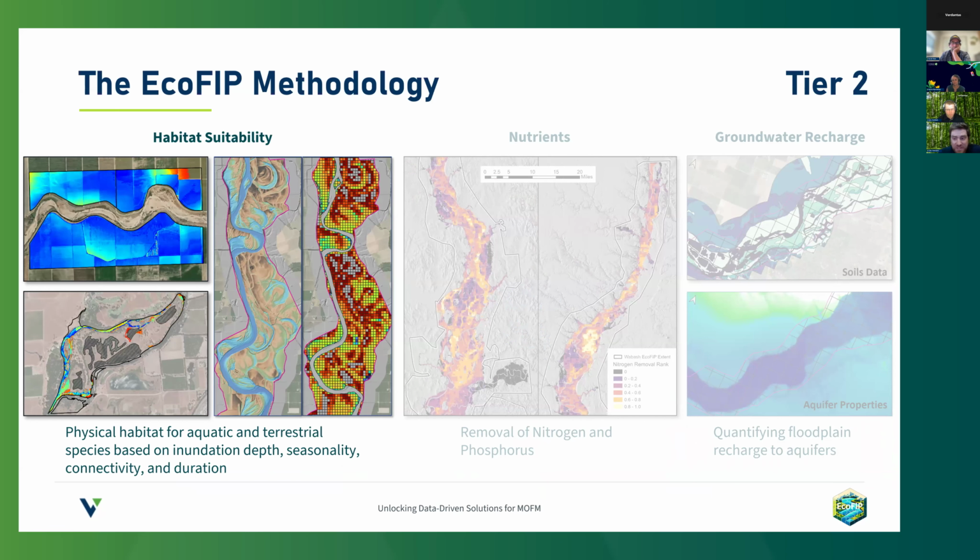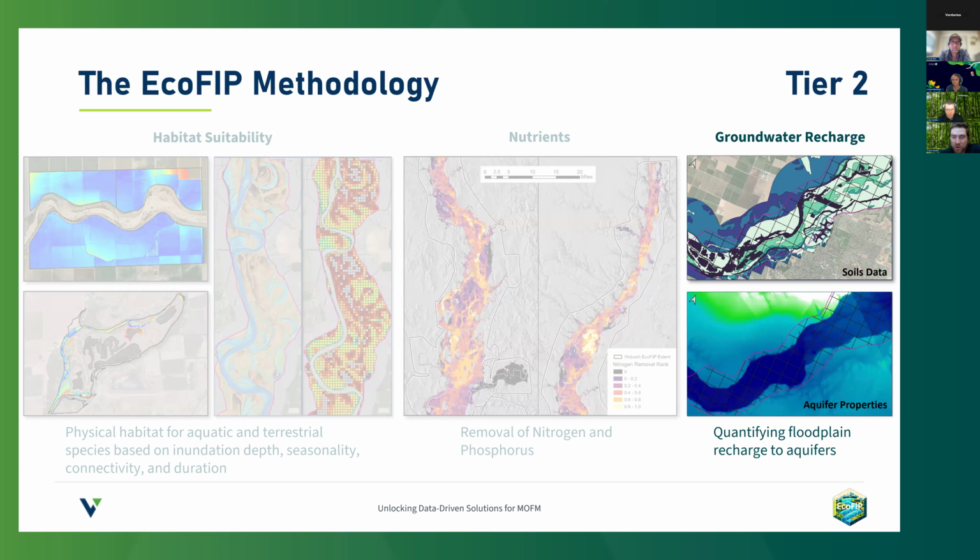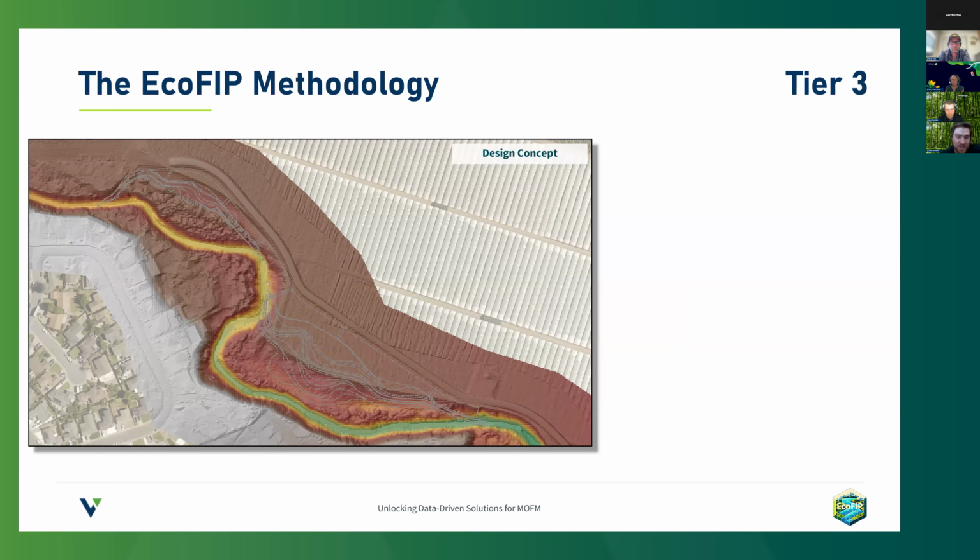All of that feeds into tier 2, where we're looking at these multiple objectives, which might include habitat suitability for a range of fish, birds, or other species. Also thinking about nutrient processing, based on soils and nutrient concentrations coming in, as well as inundation dynamics, where we might have the greatest opportunities to remove nitrogen and phosphorus from the water column, as well as thinking about areas to promote groundwater recharge, as well as a whole host of other GIS layers that can come into these types of prioritizations in tier 2, some of which John will share for the Wabash example.